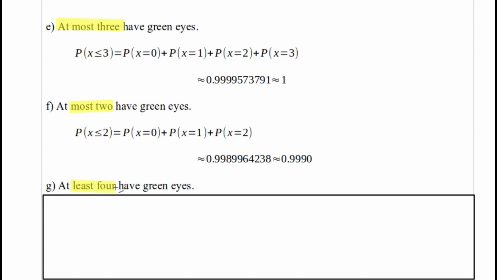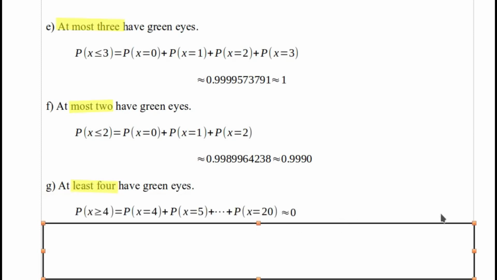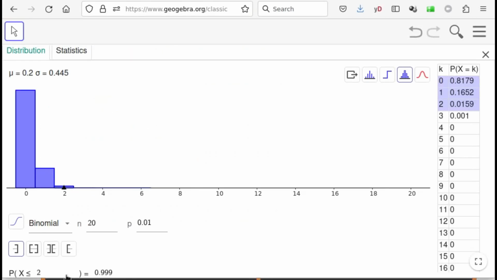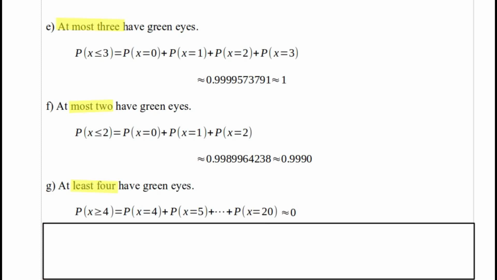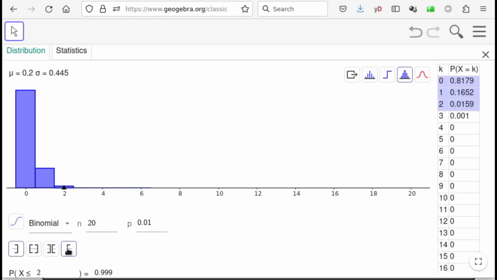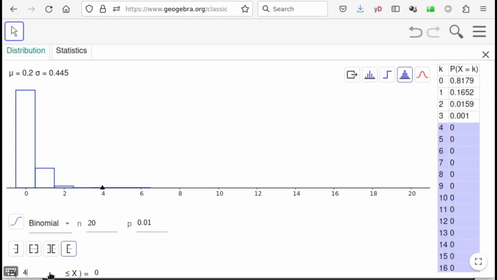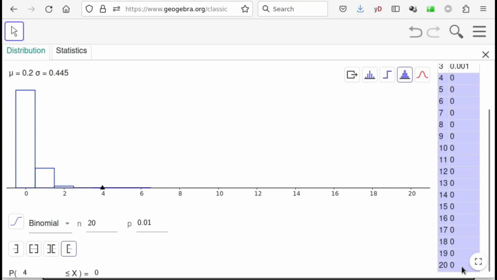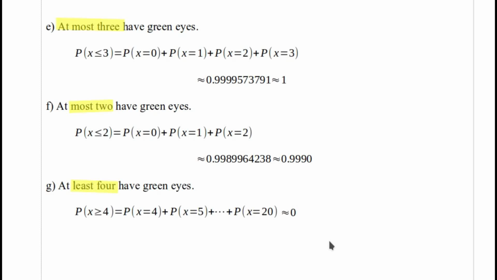The next question, at least 4. So that means 4 or more. So 4, 5, 6, 7, 8, 9, all the way up to 20. And now you can see why our new method of doing this is so nice. Not only do we get a picture, but we can see this very quickly. What was this again? At least 4 have green eyes. So at least 4. So that certainly means 4, 5, 6, 7, 8. It's adding up all these probabilities all the way up to 20. But adding up a bunch of zeros is still pretty darn close to 0.